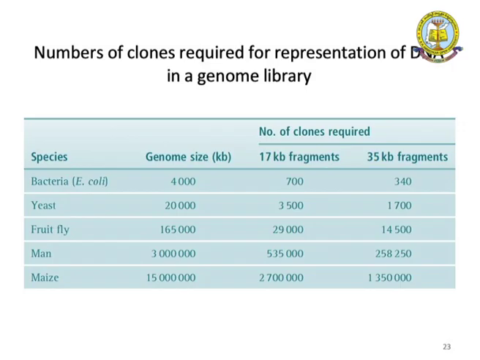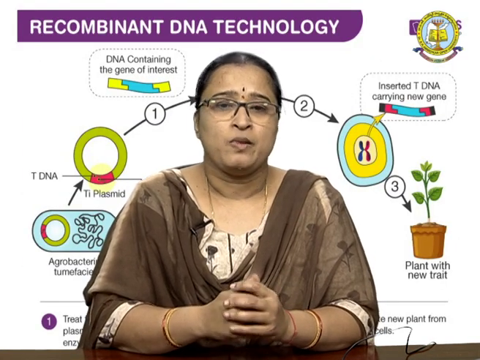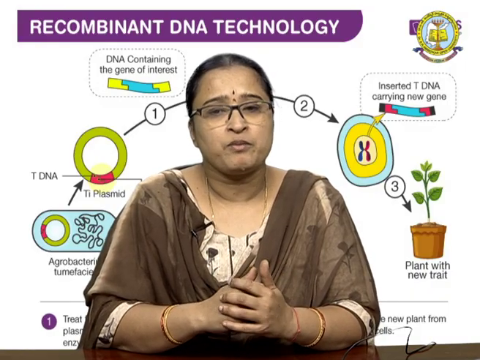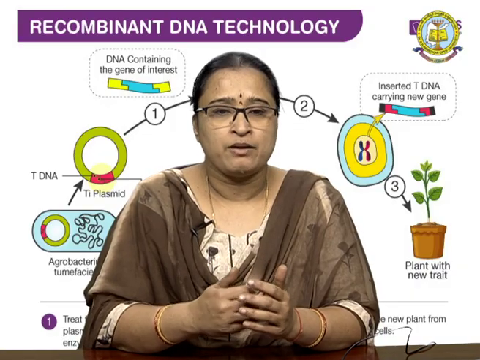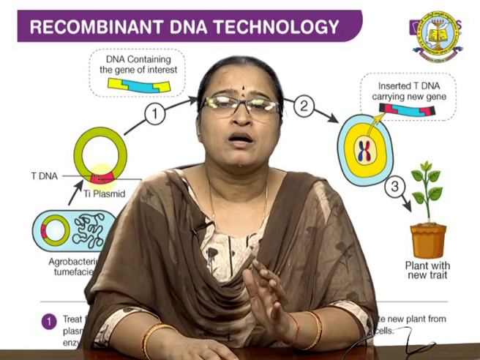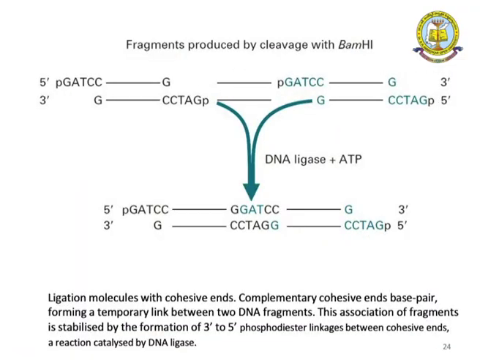Similarly, we can take another microorganism, yeast. The genome size is 20,000 kb; with 17 kb fragments 3,500 clones are needed, and with 35 kb fragments 1,700. Coming to the fruit fly, man and maize, these are the clones required for representation of the genomic library. This is the fragment produced by cleavage with BamHI.